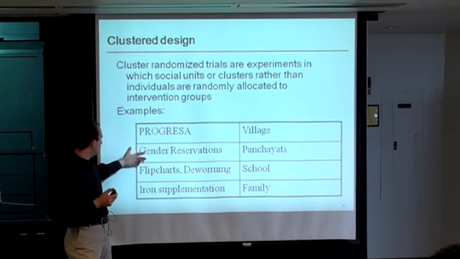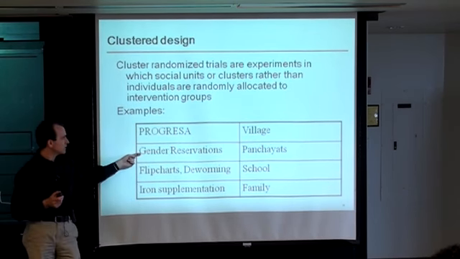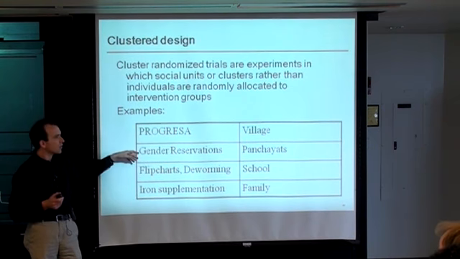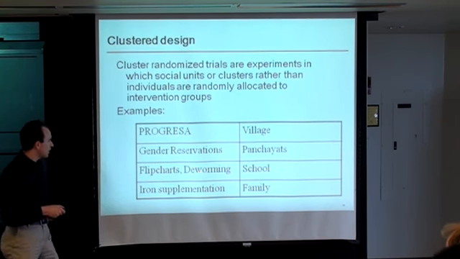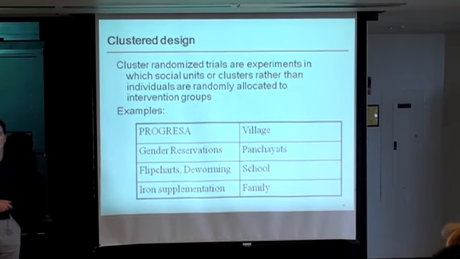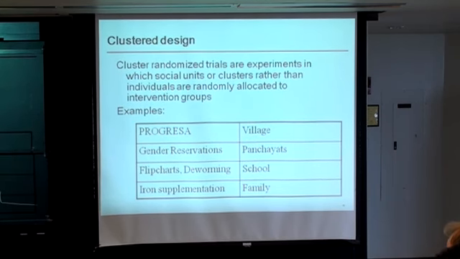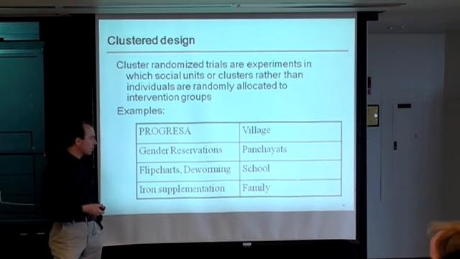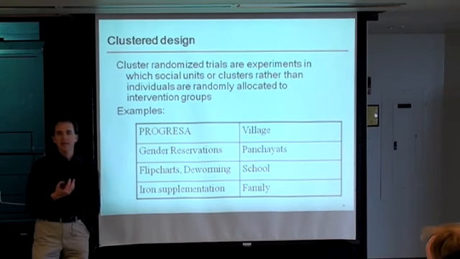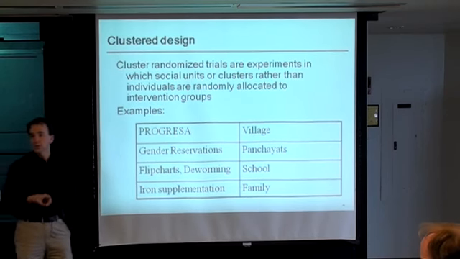In the panchayat case we talked about, it was basically a village. It was a panchayat. So the whole panchayat was in, or the whole panchayat was not in. In a lot of education experiments, we randomized at the level of a school. Either the whole school is in or the whole school is out. Sometimes we do it as a class. The whole class in a school is in or out. In this iron supplementation example, it was by the family. So there's lots of cases where you would do this kind of clustering.